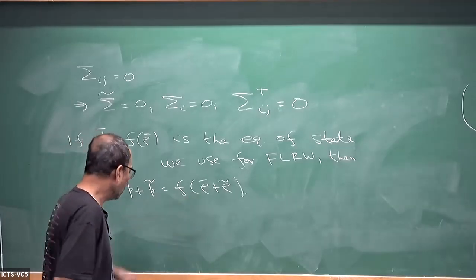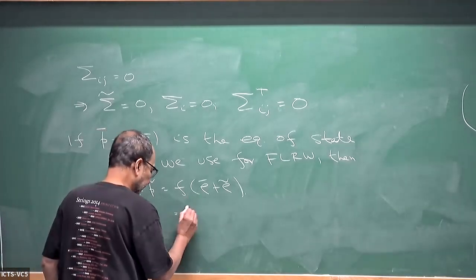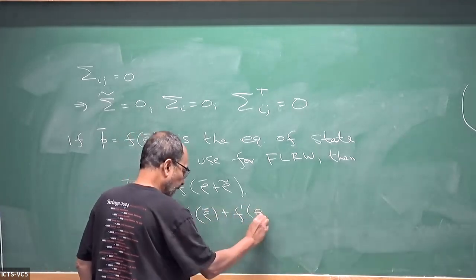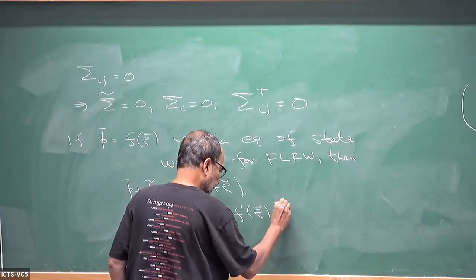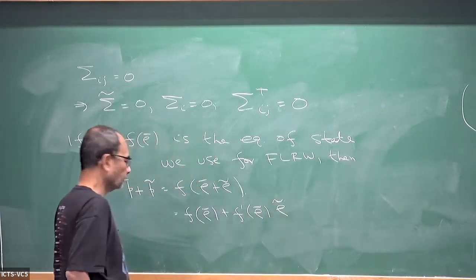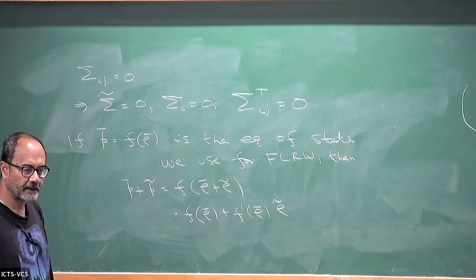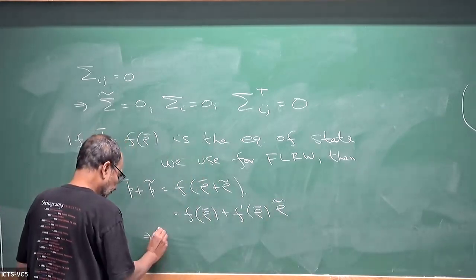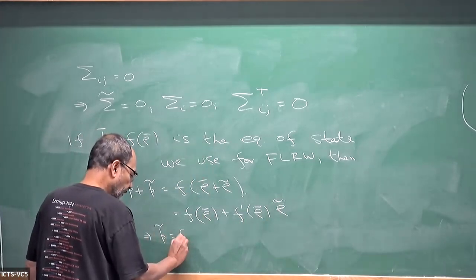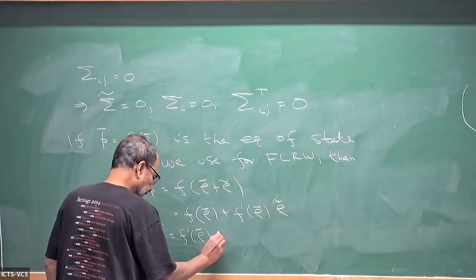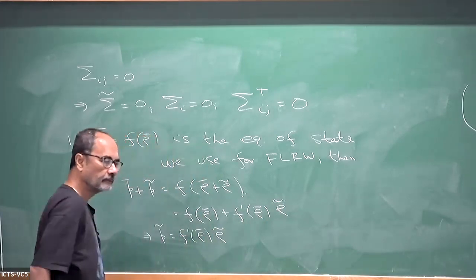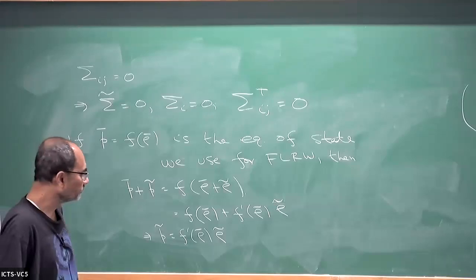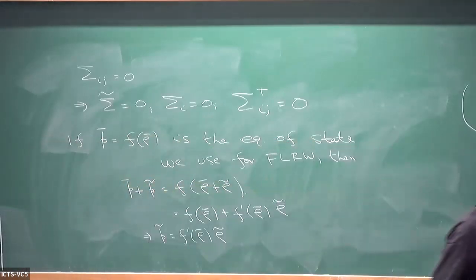Okay, so now we expand it out. This I can write as f of rho bar plus f prime of rho bar times rho tilde. The second order term we ignore. And then of course P bar is equal to f of rho bar. So this tells us that P tilde is equal to f prime of rho bar times rho tilde. And this has the following consequence.